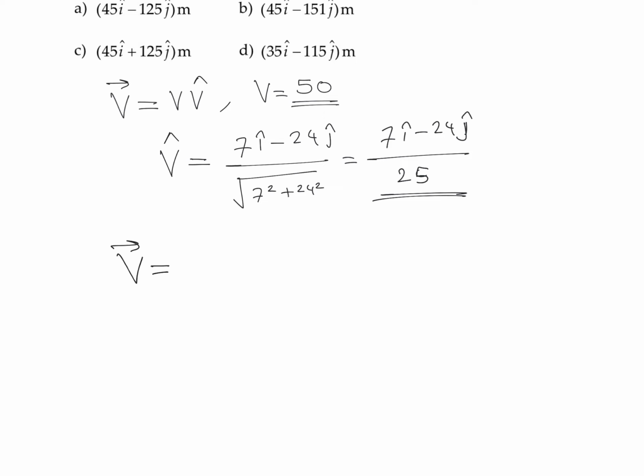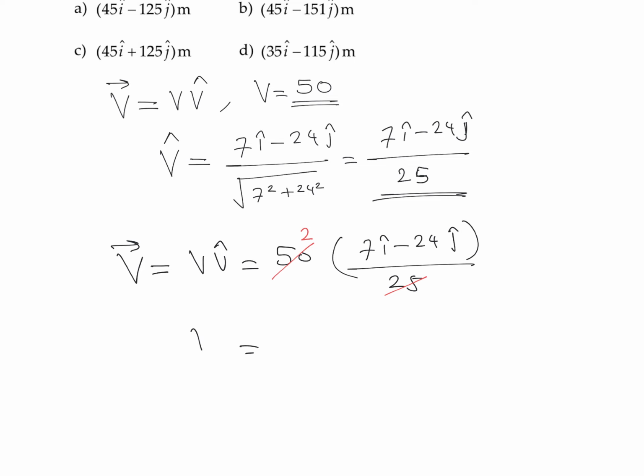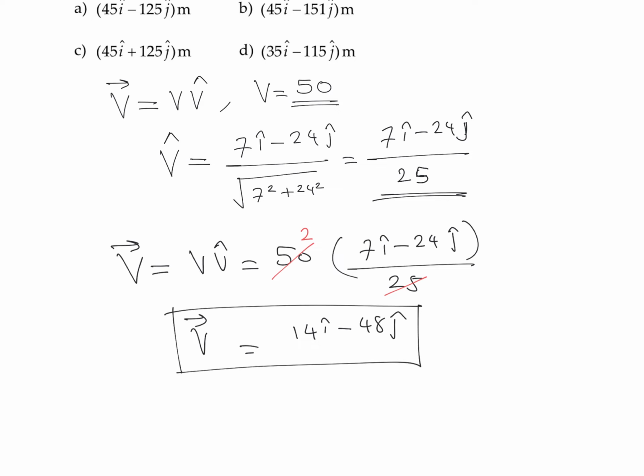Velocity vector is v times v cap. The value of v is 50 and the value of v cap is 7i cap minus 24j cap divided by 25. If you cancel this 25 and this 50, you are going to get 2. So we can write our velocity vector as 2 times (7i cap minus 24j cap), which is 14i cap minus 48j cap. This is our velocity vector.